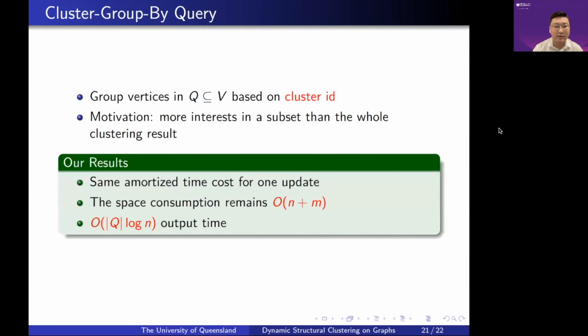So for our results, we guarantee the same amortized cost for one update, and the space consumption of our data structure remains O(n plus m). And we can output the cluster group by query result with a time that is related to the size of Q. So when the size of Q is much smaller than n plus m, this time cost is much smaller than O(n plus m).